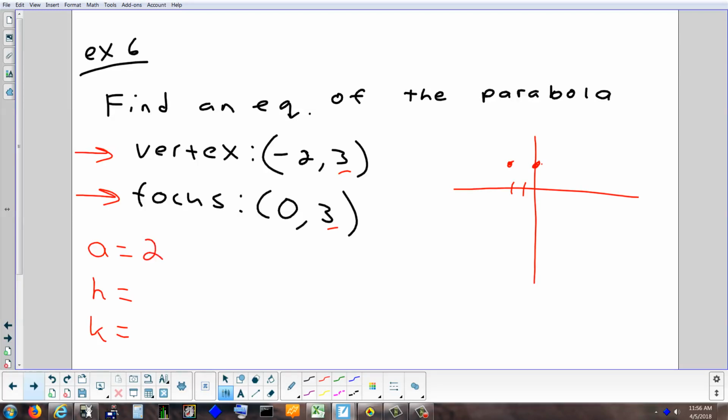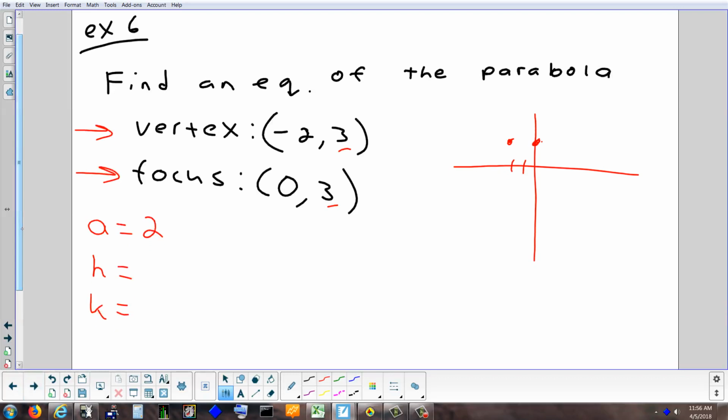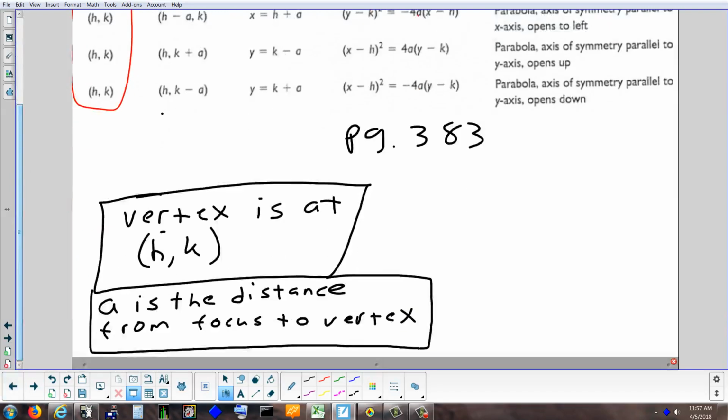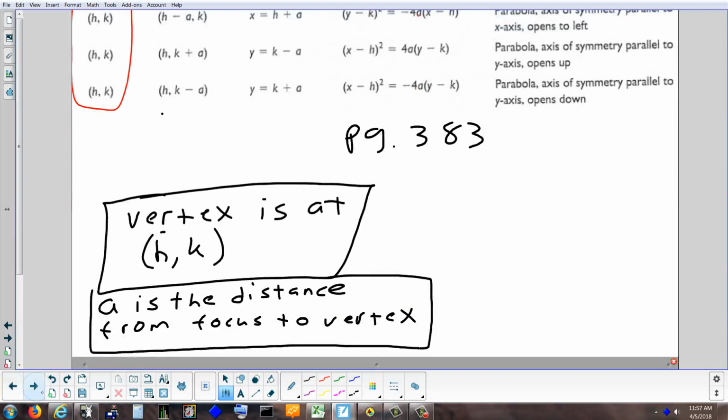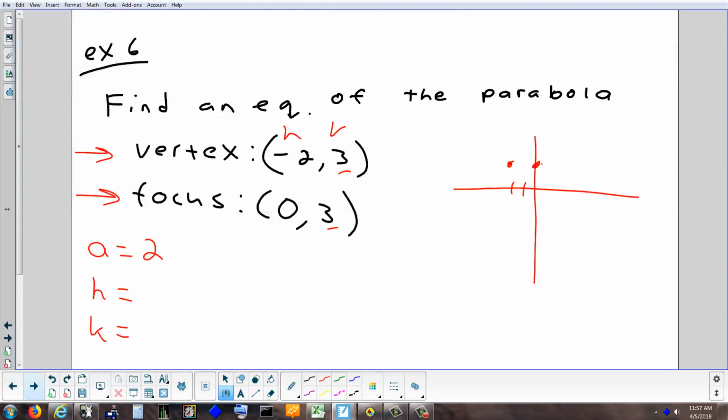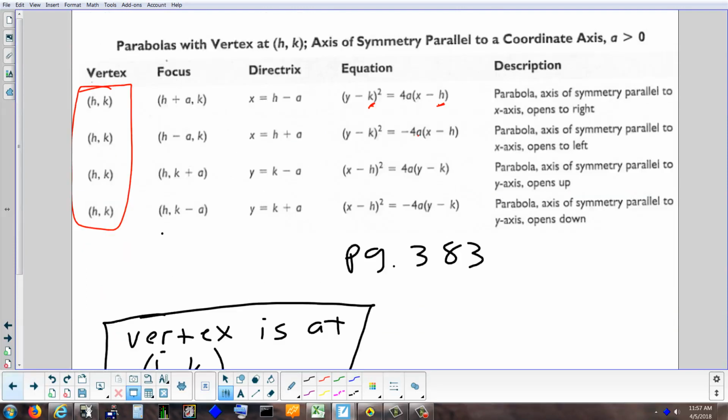What is H? -2. Right? The vertex is at H, K. Your vertex is at H, K. So H is -2, K is +3. Now you have everything you need. Fill it in. How do you know which one of these formulas you should fill into?